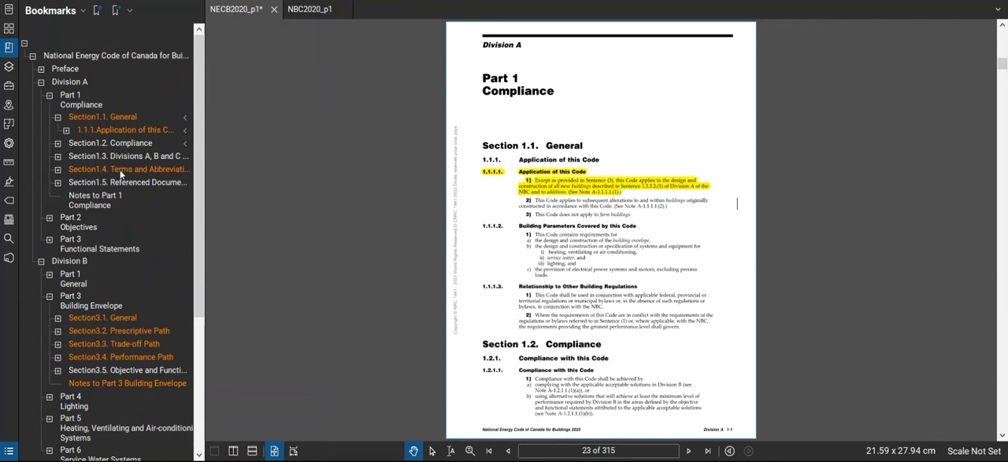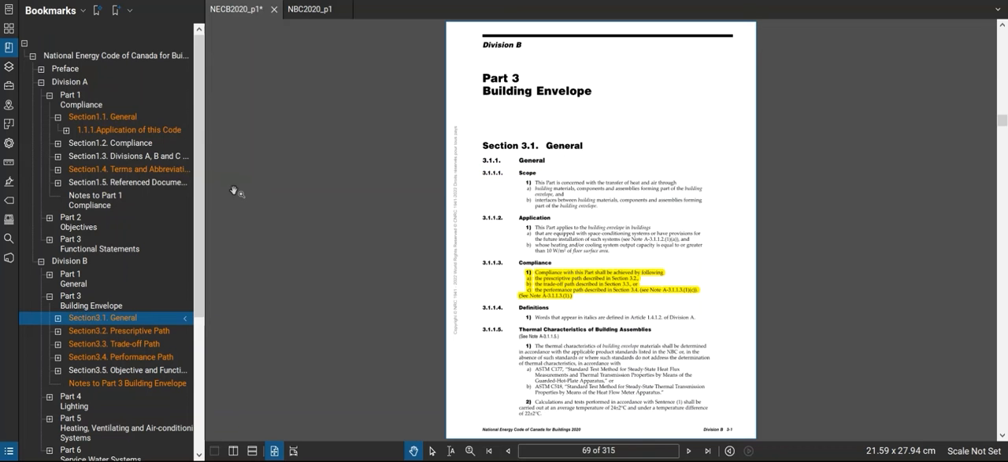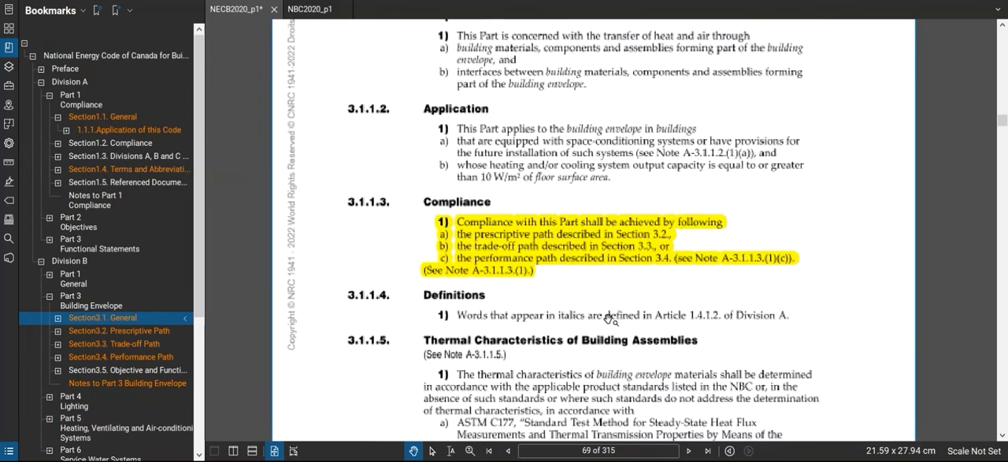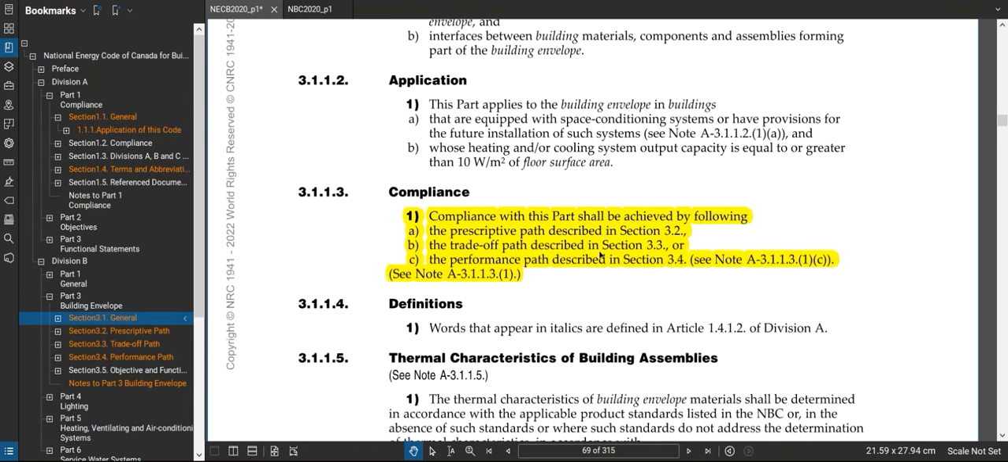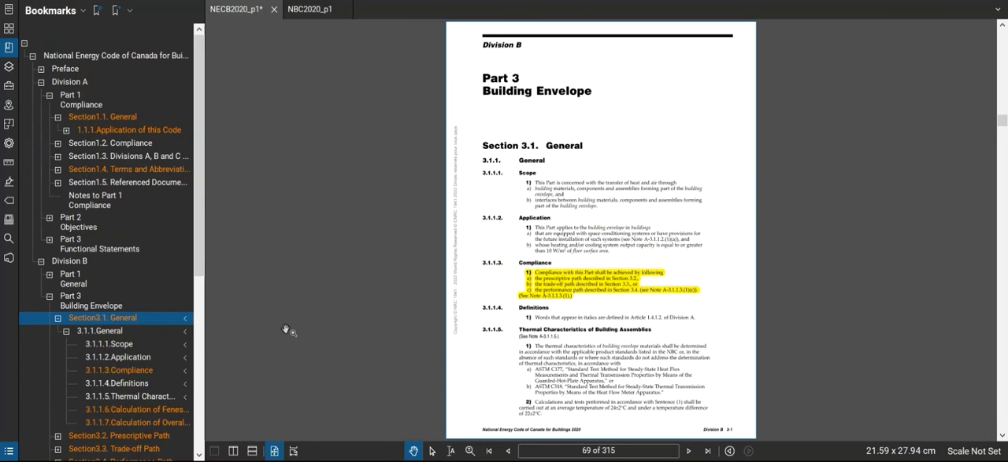Other than that, the only other thing that I would say you'd use maybe on a daily basis would be the terms and abbreviations before we get into Part 3. So I won't go there. I'll just zoom down to Part 3 here, and we'll take a look at the general statement. And this is where, in 3.1.1.3, it tells you that compliance with this part, so Part 3, shall be achieved by following a prescriptive path, a trade-off path, or a performance path. Okay, so we'll look at those in a minute.